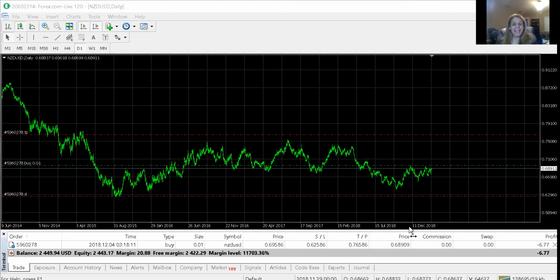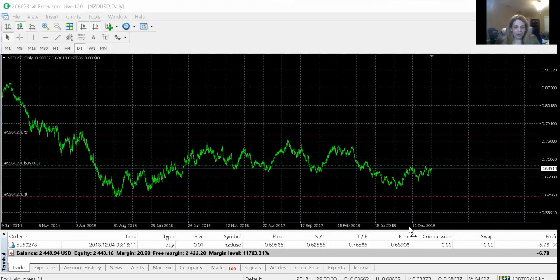This is NZDUSD, otherwise known as New Zealand dollar, United States dollar. And this is actually a buy. The lot size is 0.01, the smallest lot size you could have.